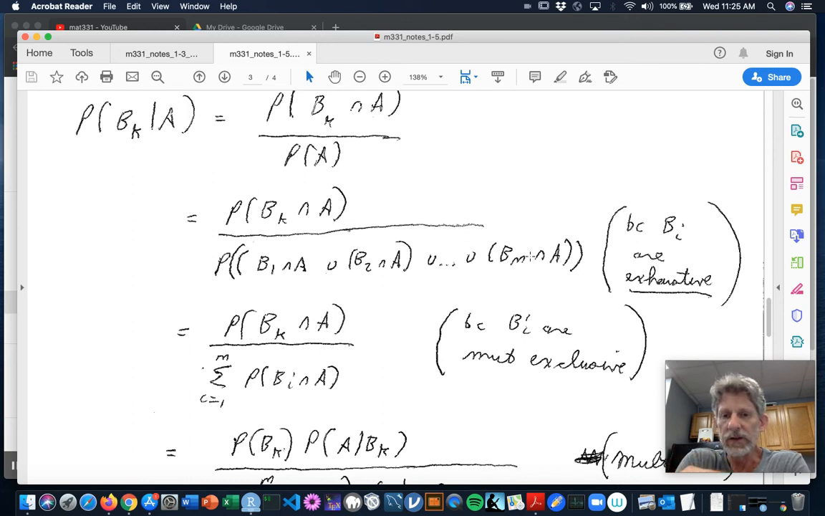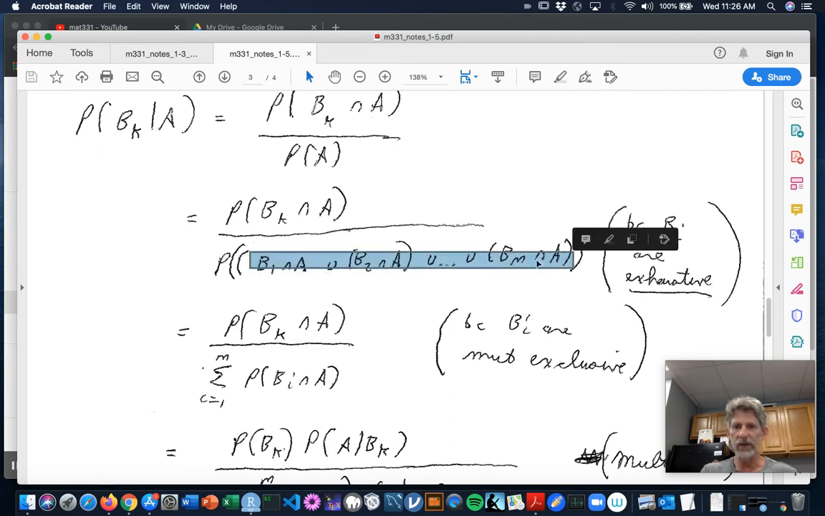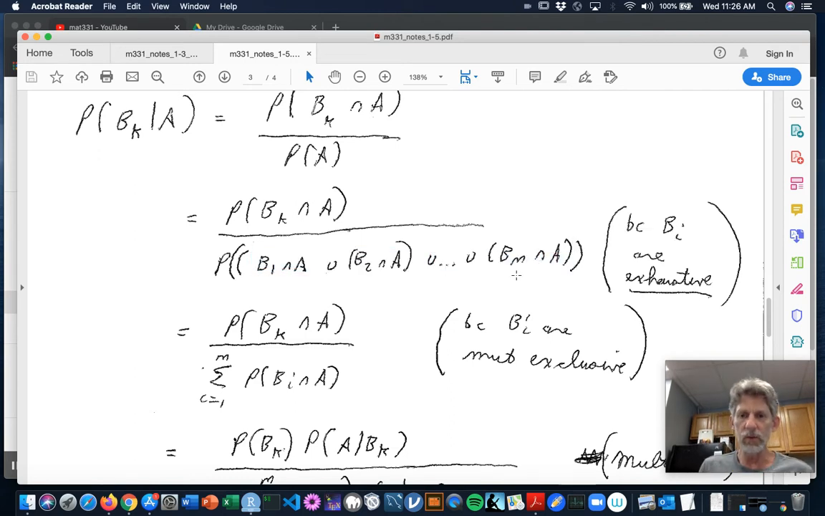The reason is that you have to have done one of B1 through Bm. They're exhaustive. So for A to occur, some Bi intersect A has to have occurred. And similarly, if one of these occurs, then certainly A occurs. So the event A and this union are really the same set, the same event. So I can just replace the one with the other.